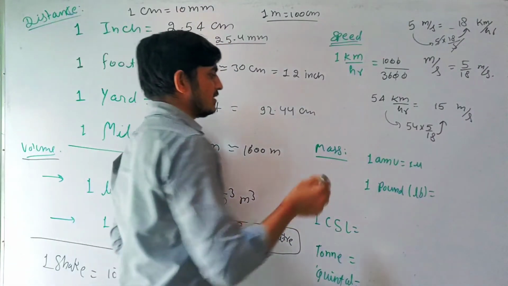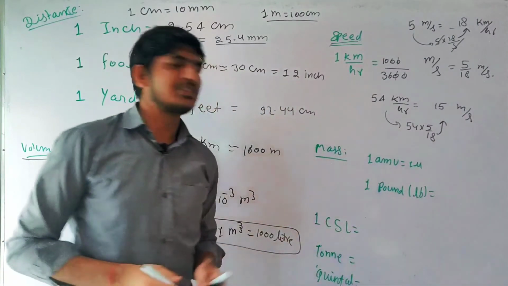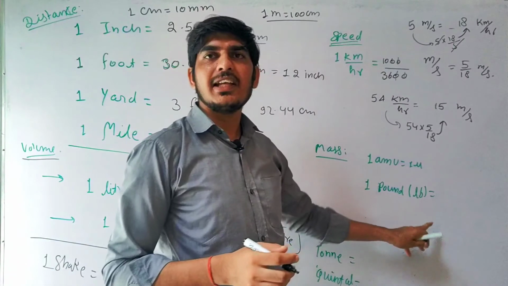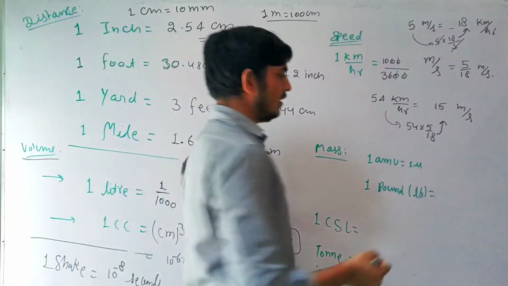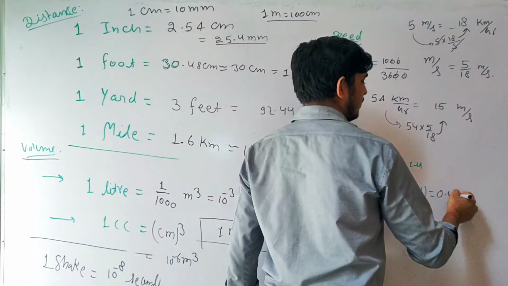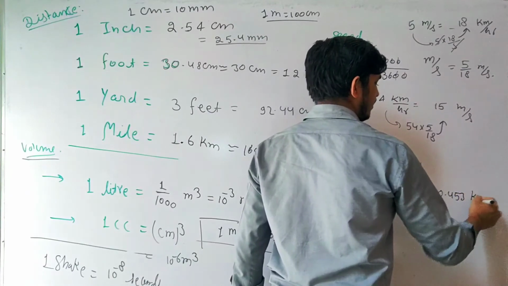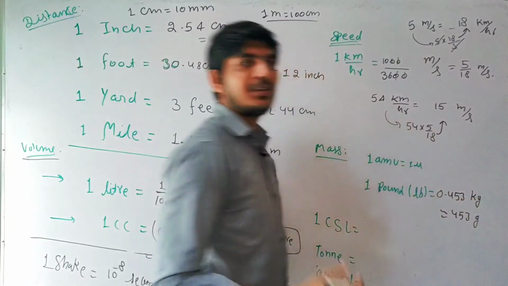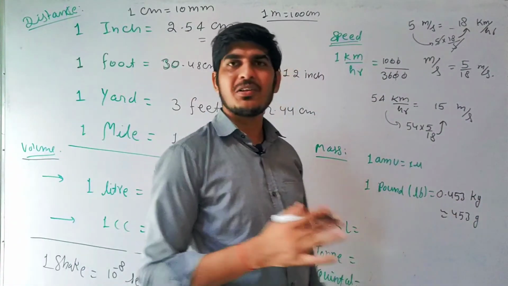Now come to the mass. What is the mass? मास का यूनिट kg होता है, ग्राम होता है, हाँ पाउंड भी होता है. That is represented by LB and it is approx 0.453 kg. In grams you can say 453 grams, because किलो को 1000 से मल्टीप्लाई करोगे 3 डेसिमल गोज आउट यहाँ से.